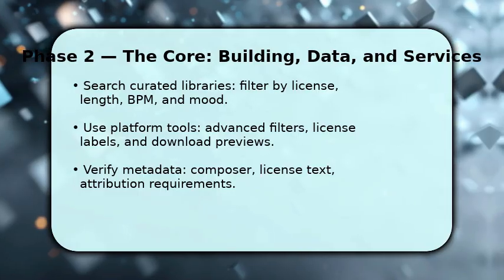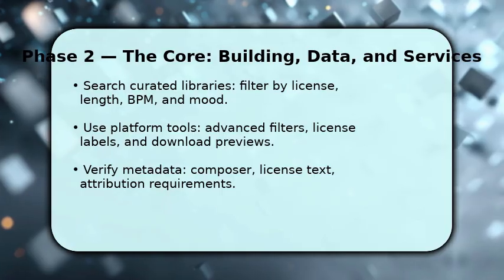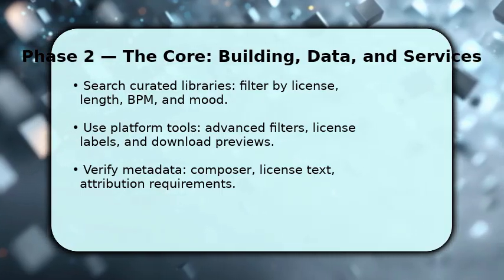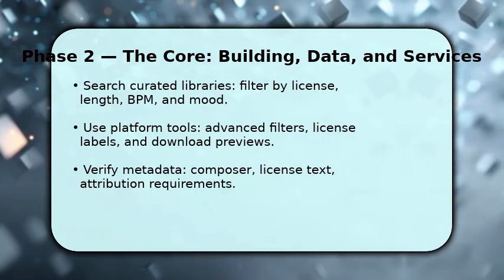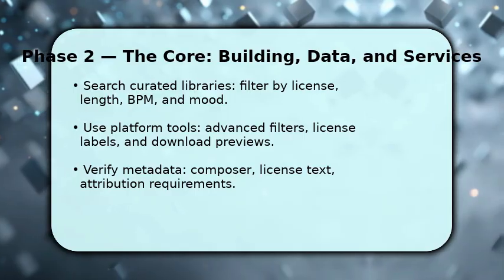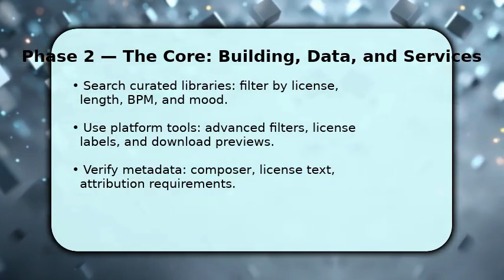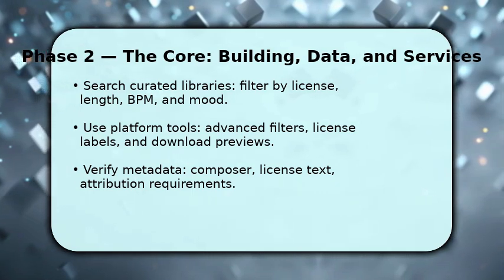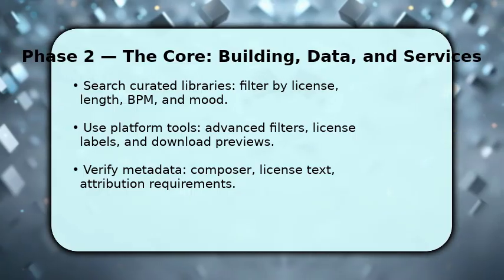Use preview and download tools to test tracks in your project. This reveals issues early. Read the license text verbatim, check composer credits and whether attribution or restrictions apply. If a track is labeled royalty-free, confirm whether that covers commercial use versus one-time fees. Once you narrow options, download stems or WAVs, and keep a copy of the license documentation for each file.